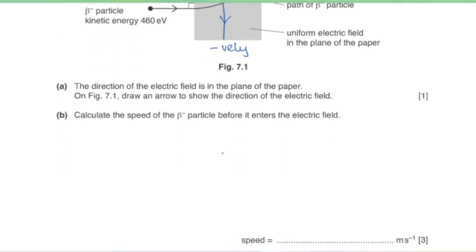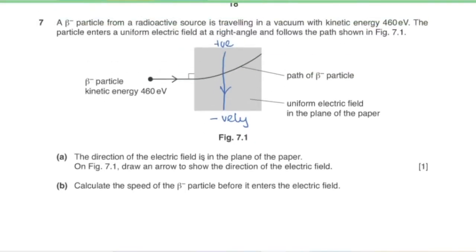Part B, calculate the speed of the beta minus particle before it enters the electric field. So the kinetic energy with which this beta minus particle is approaching this electric field region is 460 electron volts. Now we need to convert that to joules. Each electron volt is equal to 1.6 into 10 to the power of negative 19 joules. So 460 electron volts would be 460 into 1.6 into 10 to the power of negative 19 joules.